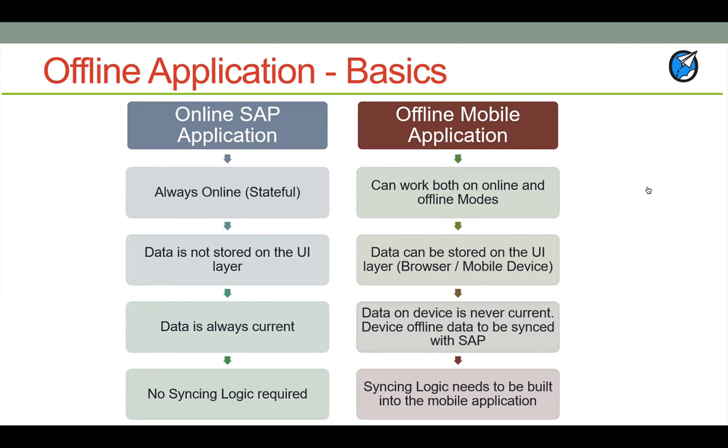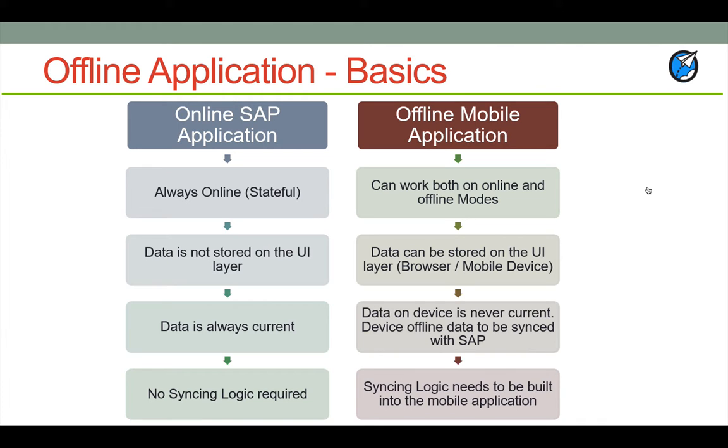Welcome to this demo on a bin-to-bin offline app. Bin-to-bin is a warehouse management transaction wherein a quantity of product is moved from one bin to another. And we have taken this use case to demonstrate what offline means, or what offline processing means in app development. So firstly, let's talk about the basics.